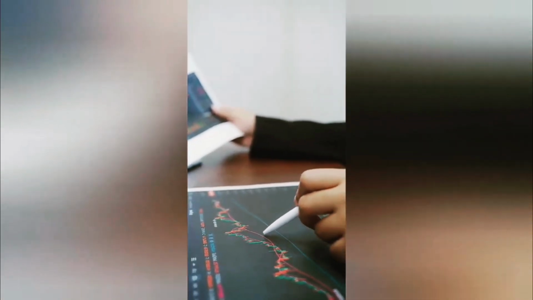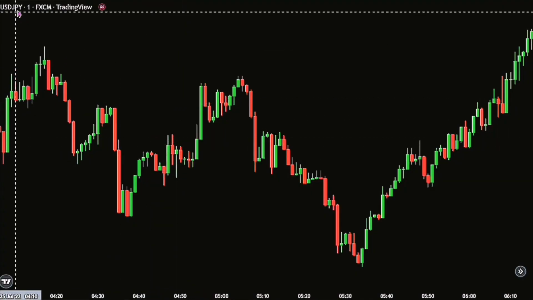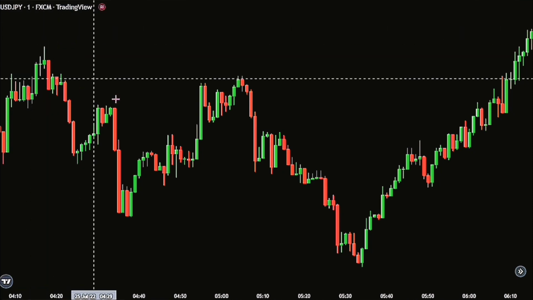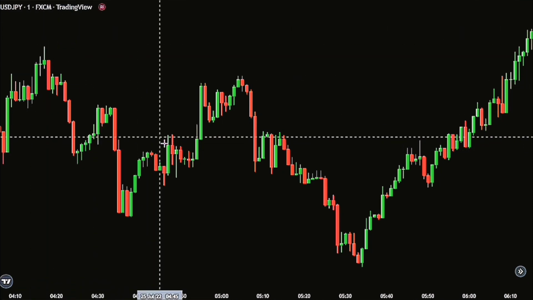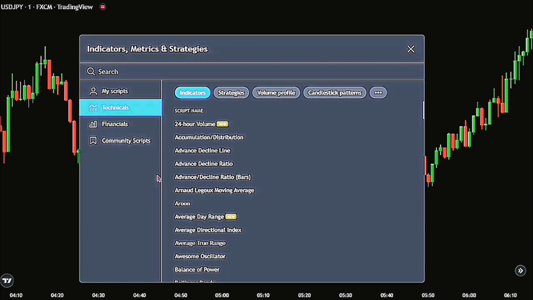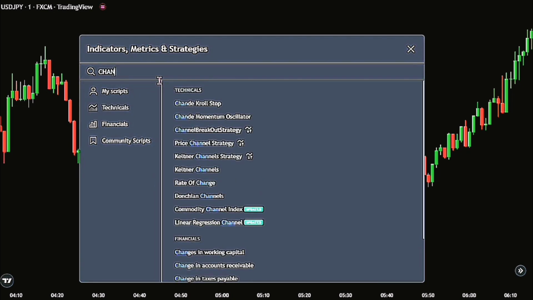Without further ado, let's quickly jump into the strategy for the day. Okay, we're currently looking at the price of USD/JPY on a 1-minute time frame. And this strategy includes 2 free trading indicators.